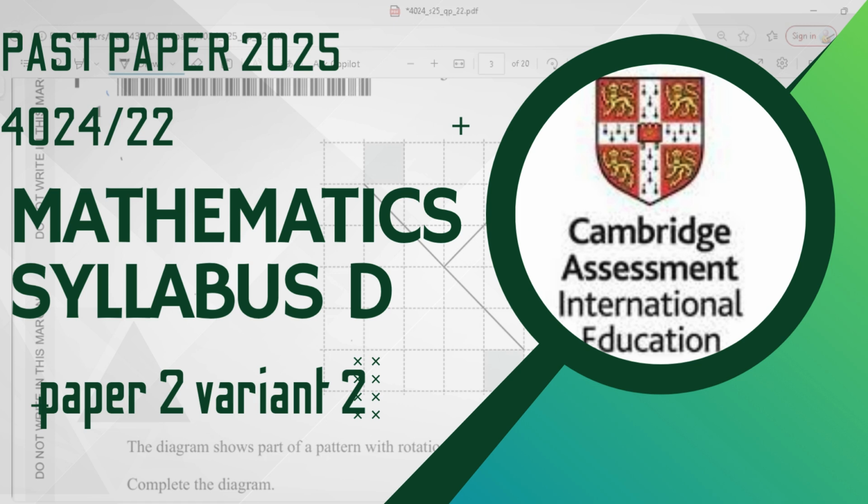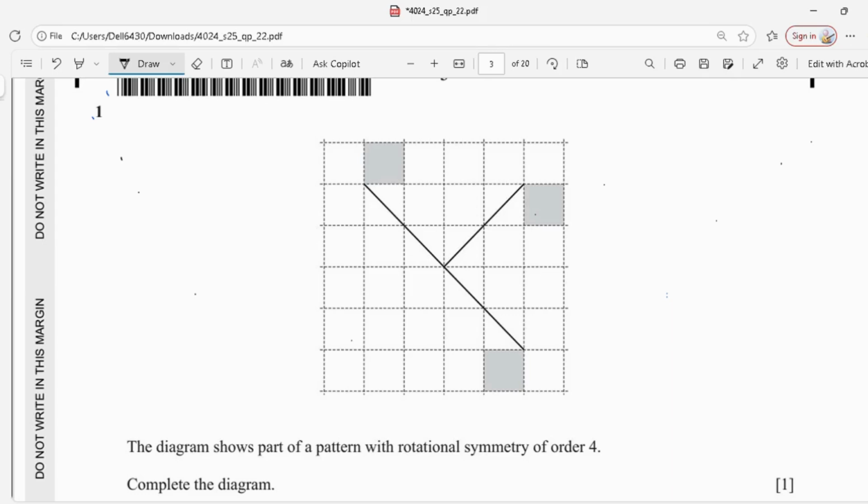Today I am solving paper 2 of May-June 2025, variant 2, of the syllabus mathematics. Here I am going to solve question number 1 first. They ask us to show a pattern of rotational symmetry of order 4. We have to just complete the diagram. So we are just completing the diagram like this.